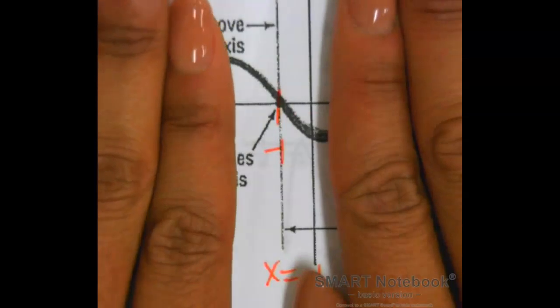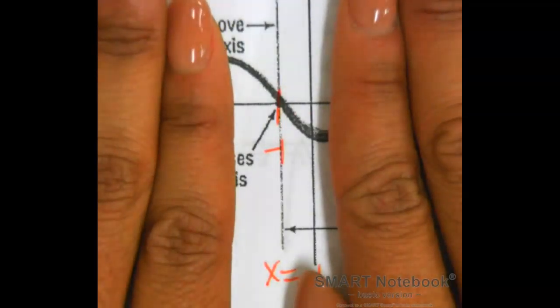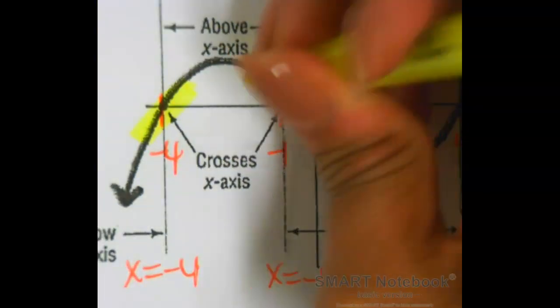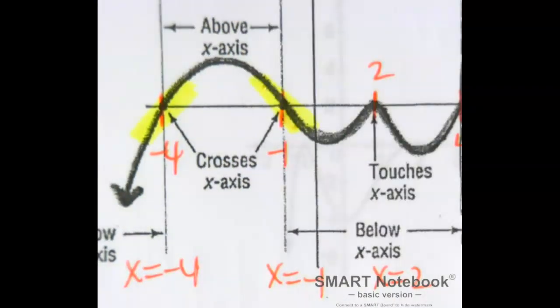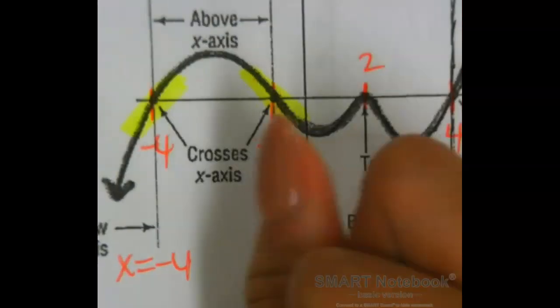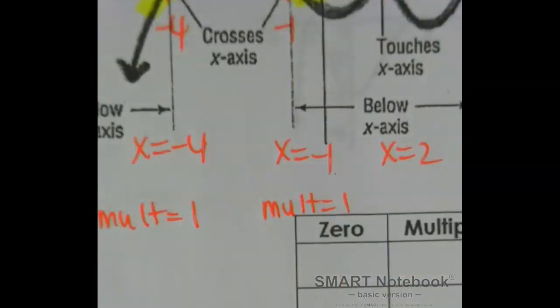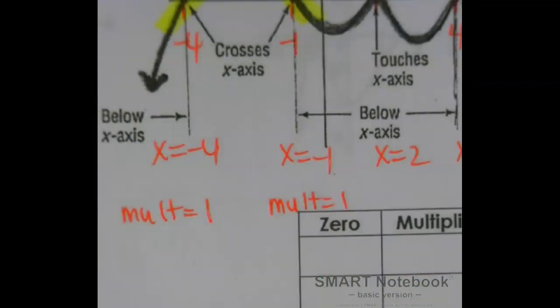Look at -1. How is that line crossing through? It's just like a linear function. It's literally just crossing through, just like a regular line. So I'm going to highlight that to show this part that I'm highlighting in yellow is crossing through just like a regular line, linear function. And I put multiplicity is equal to 1. I'm going to zoom out just a bit.